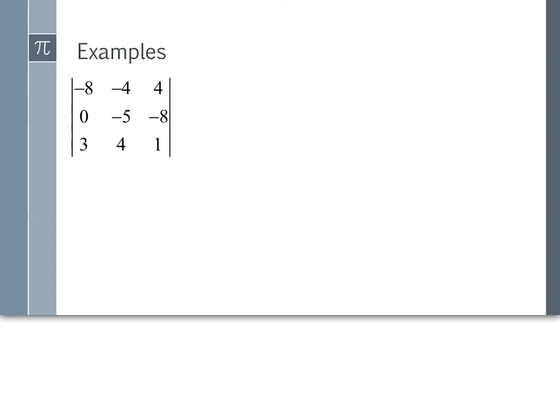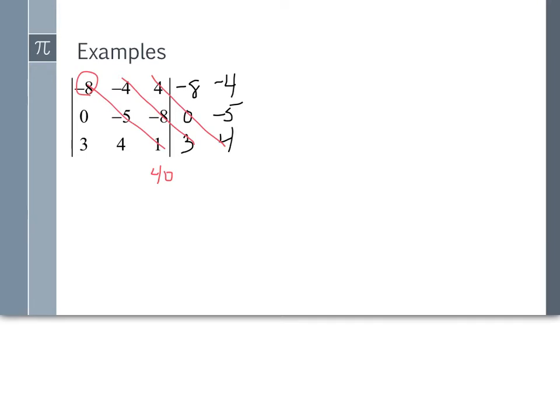Okay, 8, 0, 3, negative 4, negative 5, 4. That's what's in my first two columns. So let me recopy that to the right of the matrix. Okay, now we'll start again, top left, 1, 2, 3 diagonals. We multiply. So negative 8 times negative 5 times 1 is 40. Negative 4 times negative 8 times 3.